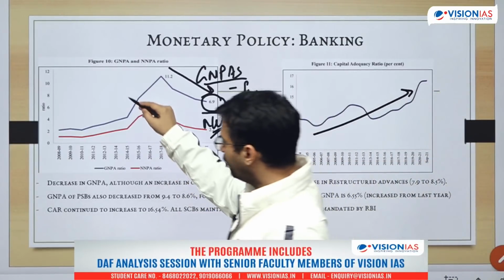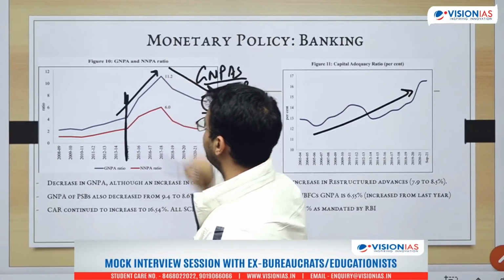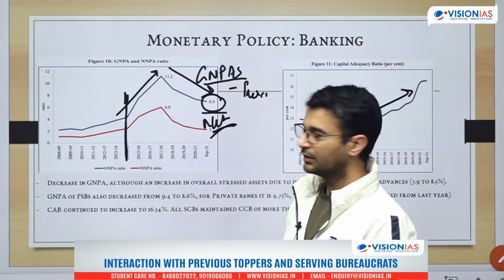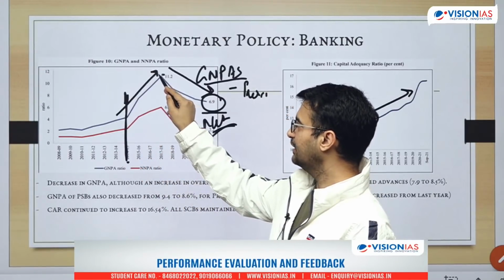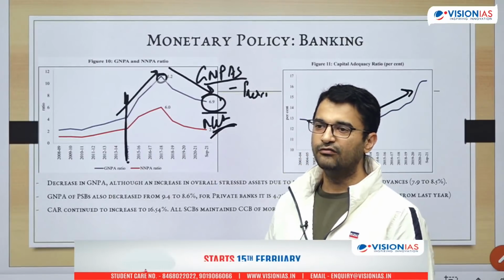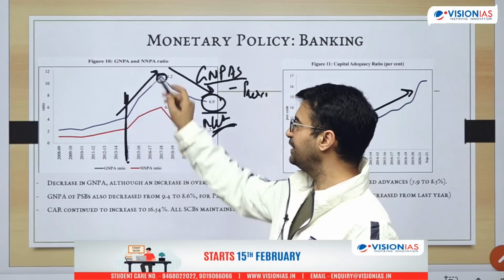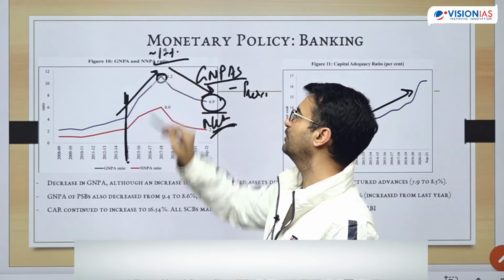In 2014, you see there is a sharp rise. 2014-15 में there is a sharp rise in banks' NPA ratio. 2014-15 के बाद there is a sharp rise in banks' NPAs. They rise to a peak of about 11%. For public sector banks, this peak was somewhere around 17%. लगभग 17% was the peak for public sector banks.